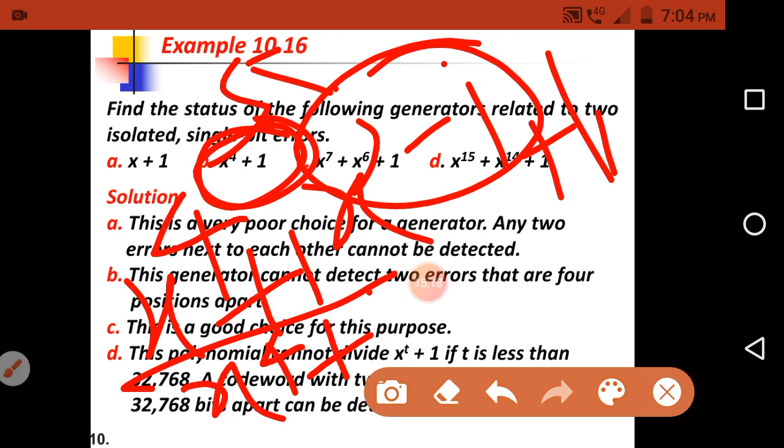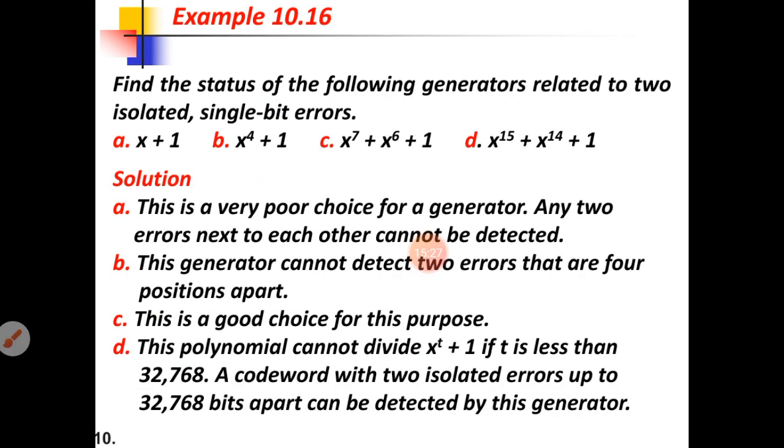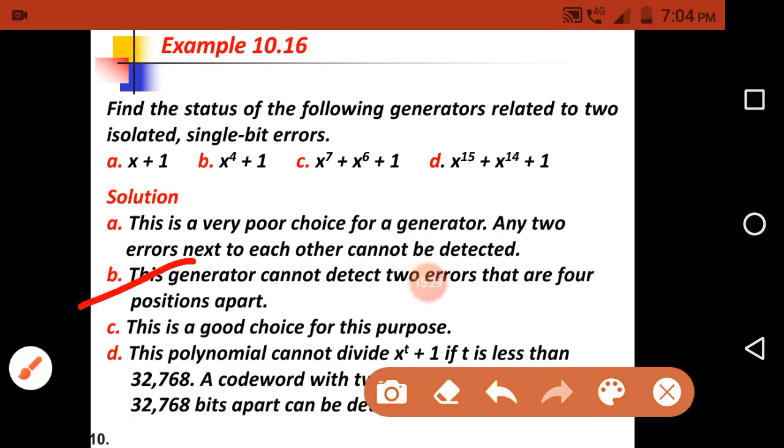If you divide that error by the given generator or divisor, you will get the remainder equal to 0. Then also you cannot detect the two single bit errors. That's why they say this generator cannot detect two errors that are four positions apart, meaning the distance is 4 bits.